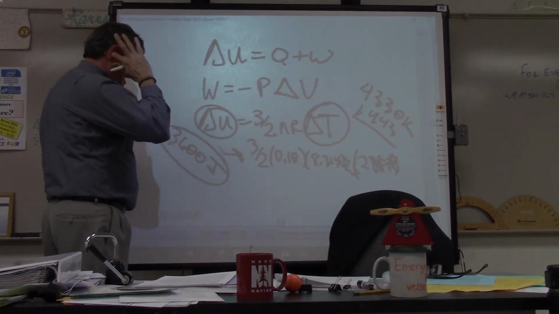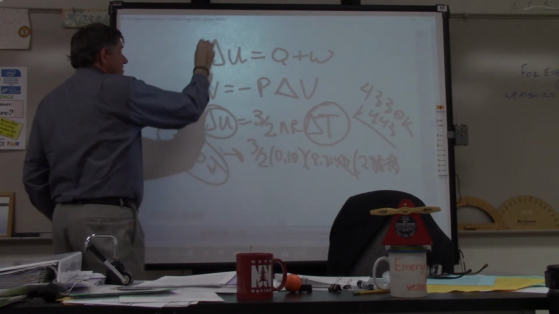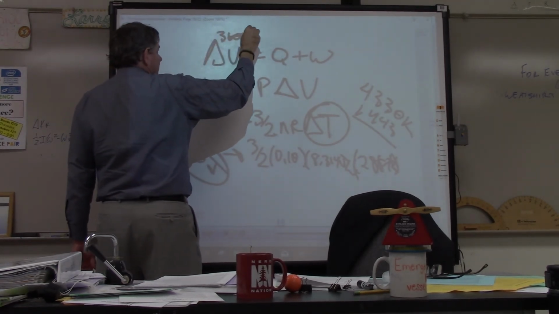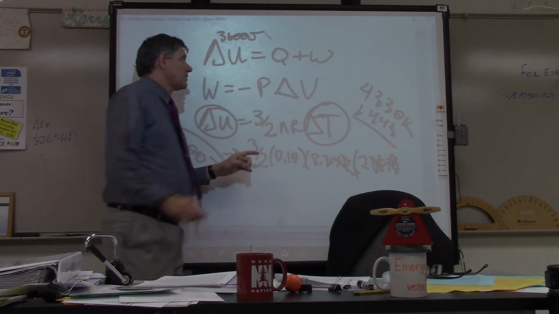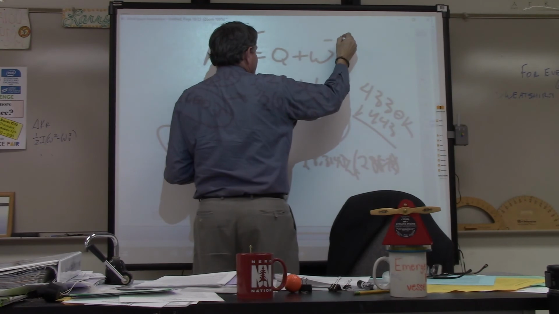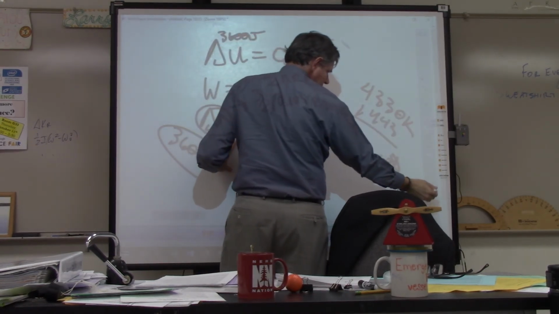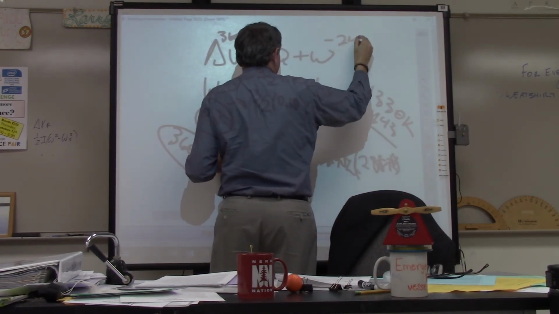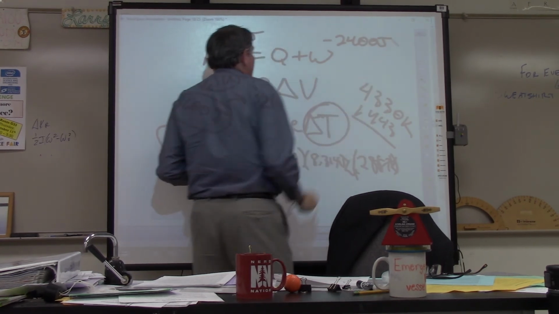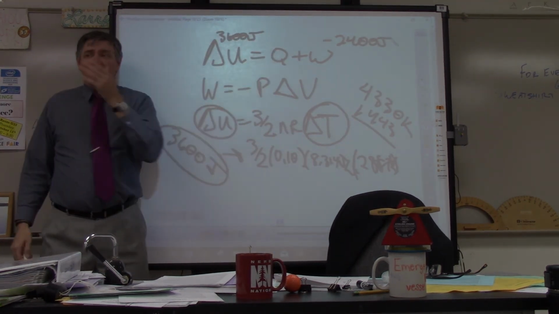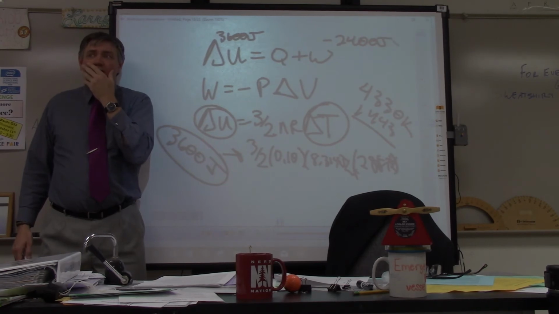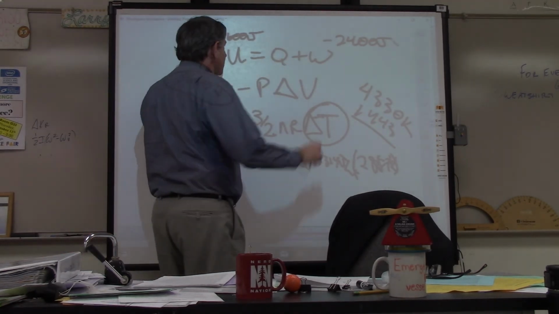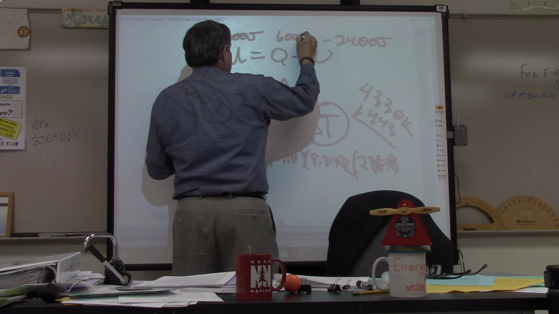Now, here's what I want to look at. This is my 3600 joules. What was our work? Negative 2400. Now, can I figure out what my value of Q is? Yes. Adding it, I get 6,000. But some people can't add.